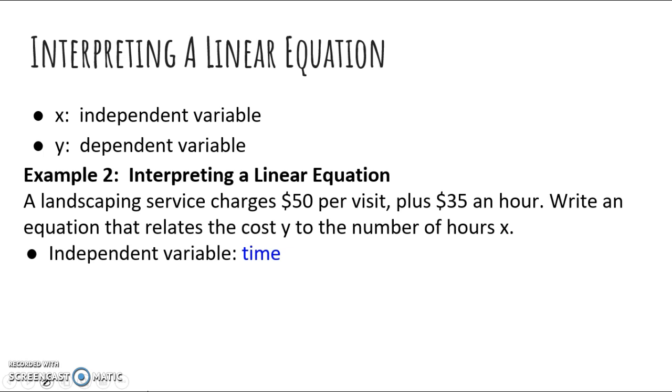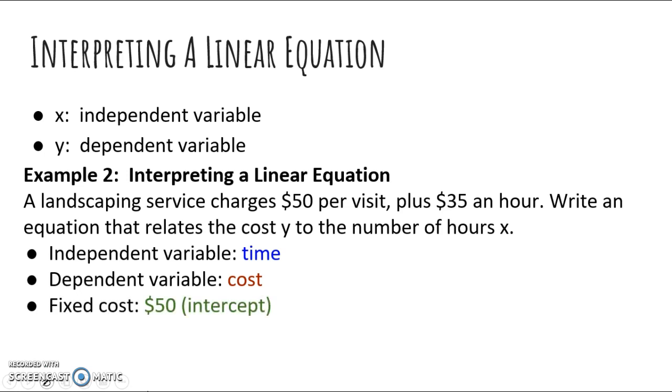So the independent variable, that's our time. We're going to call that x. Sometimes instead of x, we'll use a t. The dependent variable, that's your cost, because the cost of the service depends on how many hours you need the landscaping service for. So that's why the cost is dependent on time.